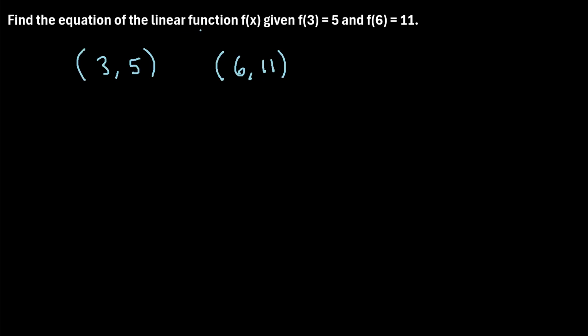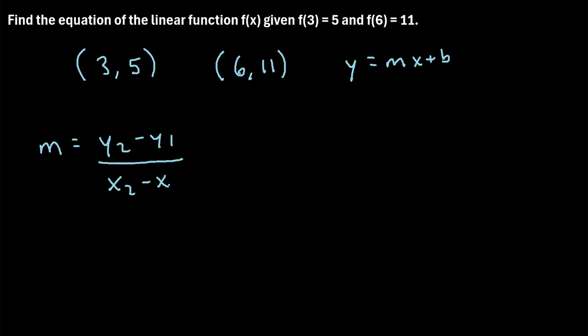So when we're trying to find the equation of this linear function, we know that a linear function takes the form y equals mx plus b, where m is the slope of the line. Now, when we have two coordinate pairs like this, the slope is calculated as m is equal to y2 minus y1 over x2 minus x1. So if we want, we can label this first coordinate pair x1 and y1, and this second coordinate pair x2 and y2. And then we can just plug in these values into this formula to find the slope.